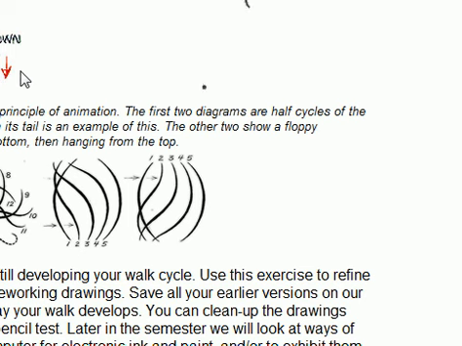It's from the book of Preston Blair, and he has this very nice breakdown of the 5 basic shapes that you need in order to get that nice fluid movement on the tail. So here he has the first shape, number 1.